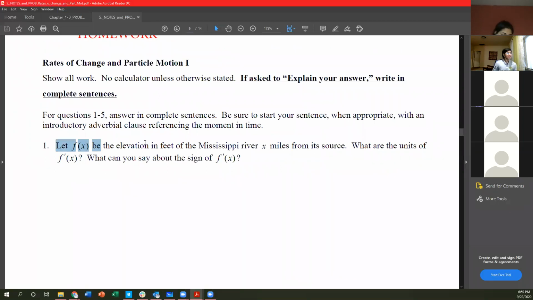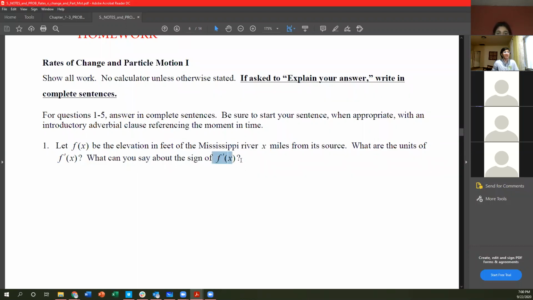Okay, let f of x be the elevation of the Mississippi River x miles from its source. What are the units of f prime of x? Okay, hold on. So what is f of x in general? What are f of x's units? Oh, feet. x is miles, but f of x is feet, right? Oh, yeah. So what are the units of f prime of x? Remember, derivative is just slope, so it's y over x. So what are the units of y over x? Feet over miles. Yeah, feet per mile, exactly.